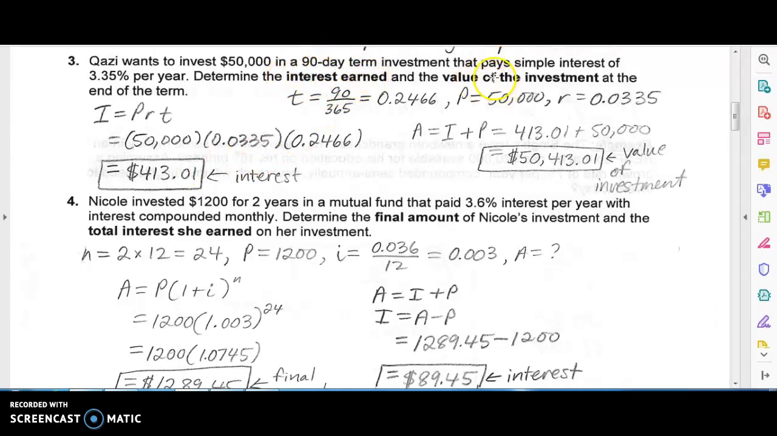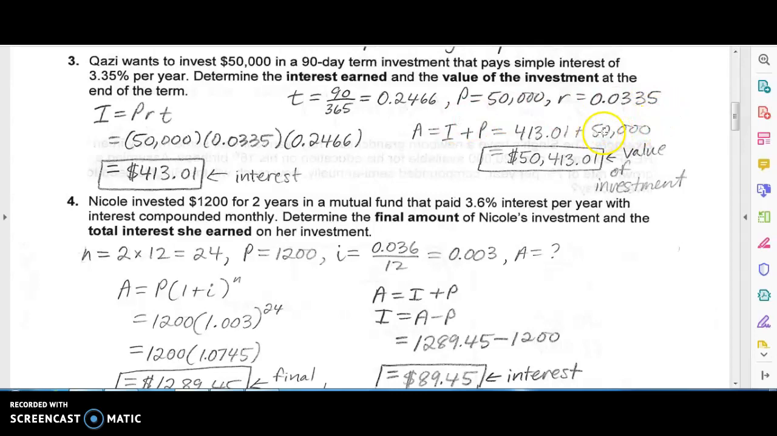The second part of the question also asks us the value of the investment. So the value of the investment is simply the principal, whatever you started with, plus whatever interest you earned. Okay, so what's the total value of his investment?